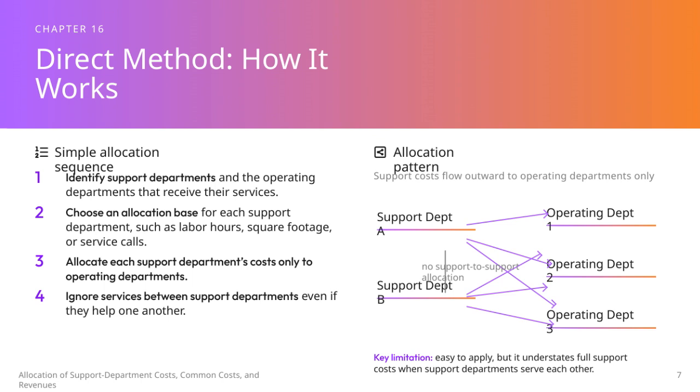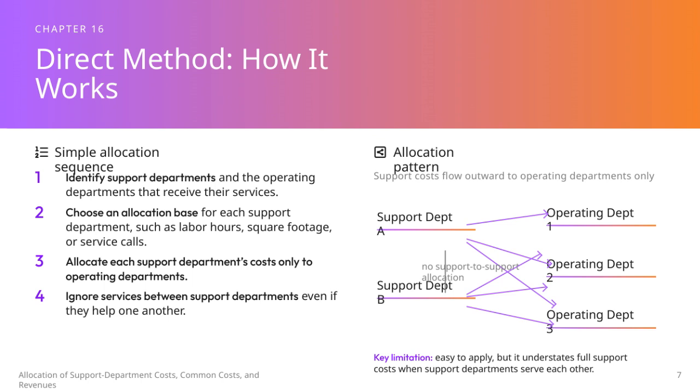Next, we allocate the support department costs directly to the operating departments only. Importantly, this method ignores any services provided between support departments themselves, even if they assist each other. This is a key limitation because while the direct method is straightforward and easy to apply, it tends to understate the true support costs since it overlooks these internal support relationships.